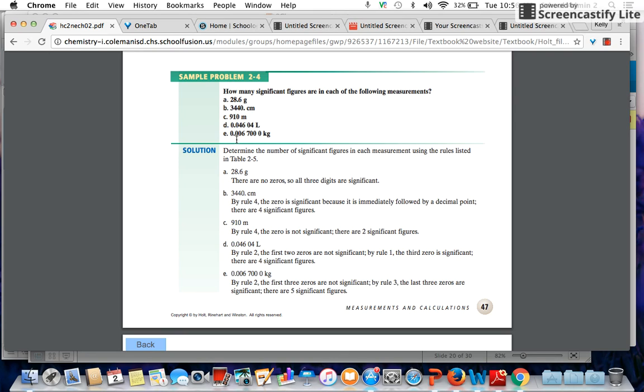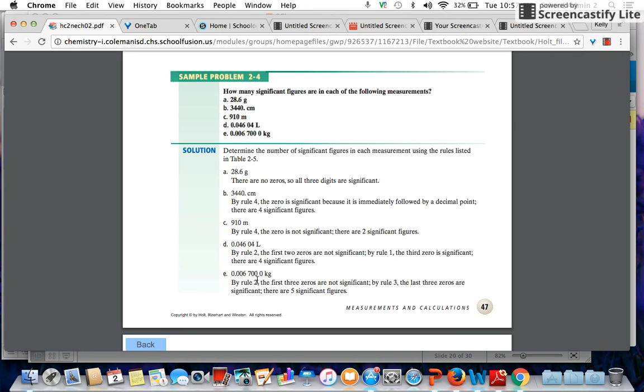Letter E, 0.0067000. We don't count these zeros because they are in front of the number. We do count these zeros because they're after a decimal point. So we don't count this 0 because there's no decimal point there, but we do count these zeros because they're after a decimal point. So whoever measured this put these zeros here because they said I know that this place is 0, this place is 0, this place is 0. So we count this 6, 7, 0, 0, 0. So that's a total of 5 significant figures.